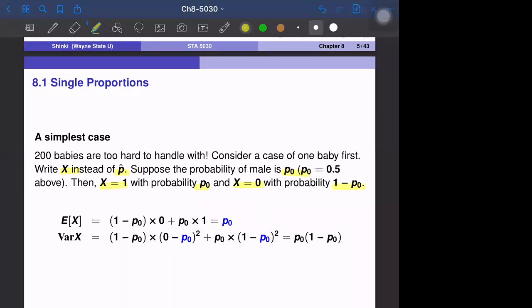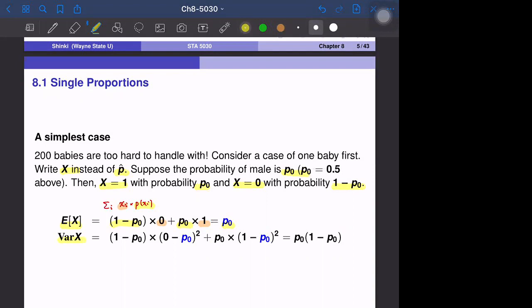Then what's the expectation of x? x is basically the indicator for male. In common sense, you can see that it is p naught. Or you can say this is equal to the summation of all possible values xi times the probability of xi. The possible values are 0 and 1, and the probabilities for those are 1 minus p naught and p naught, respectively. So the expectation is equal to p naught.